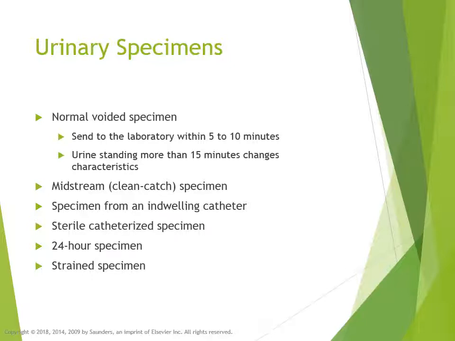Sterile catheterized specimens. When a sterile specimen is ordered and the patient does not have an indwelling catheter in place, the patient is catheterized by you as a nurse. 24-hour urine specimens. All urine is collected in a collection bottle for a 24-hour duration. Strained specimens. If a patient is suspected of having a urinary stone, then the urine is strained when the individual is voiding.